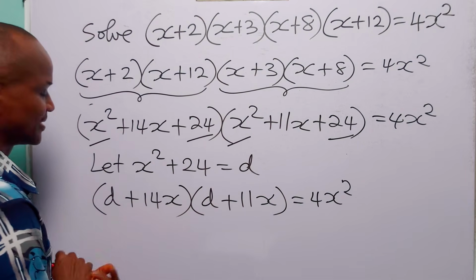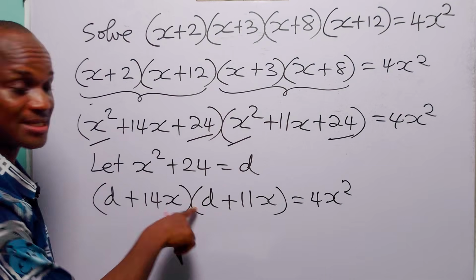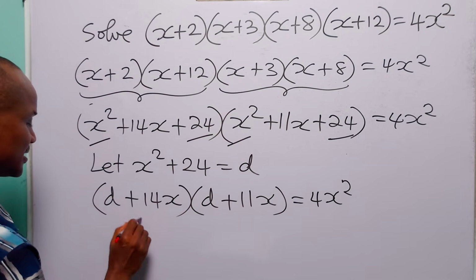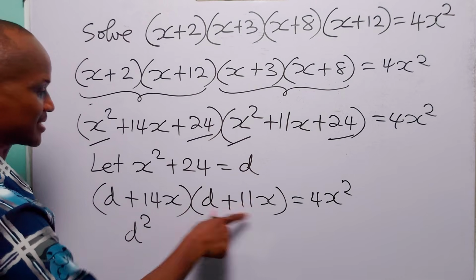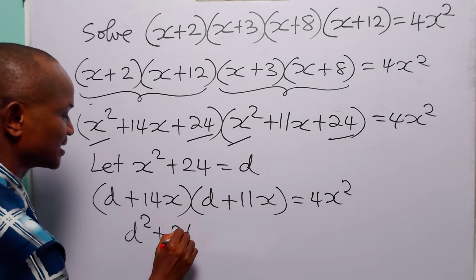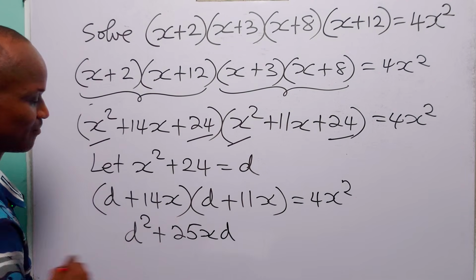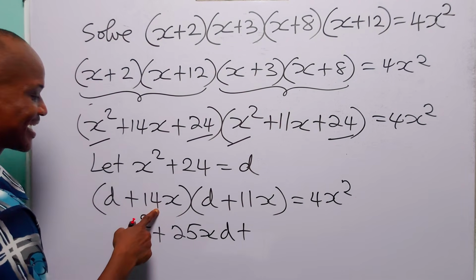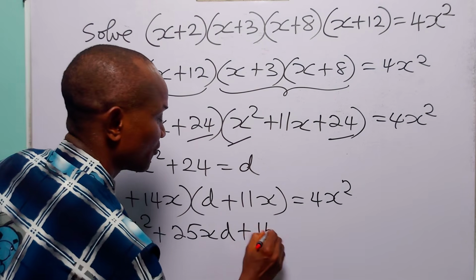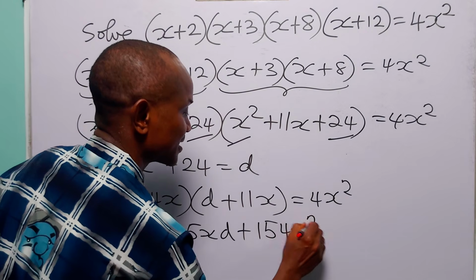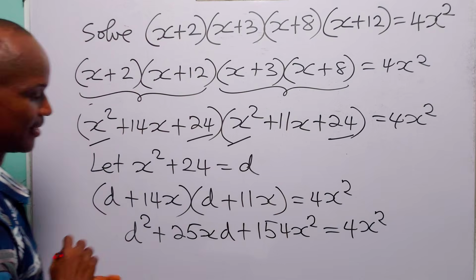Now let us multiply these two. Once more, the coefficient of d is 1 and the coefficient of d is 1, so we have d squared. Now 14x plus 11x is going to give us 25x, and of course we add d. And 14x times 11x is going to give us 154x squared. Now this is equal to 4x squared.